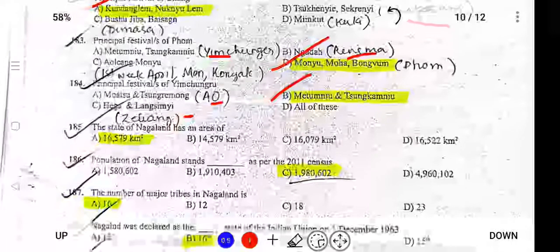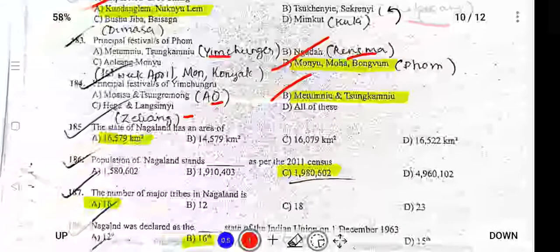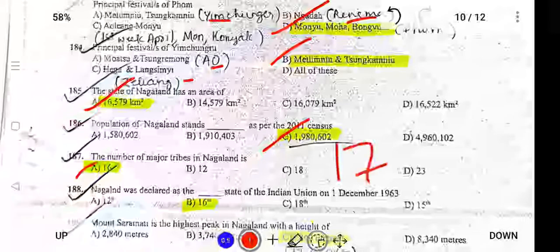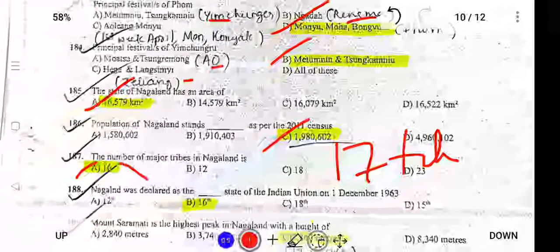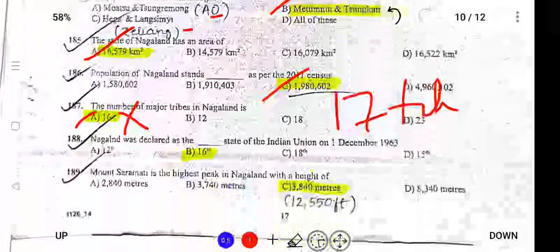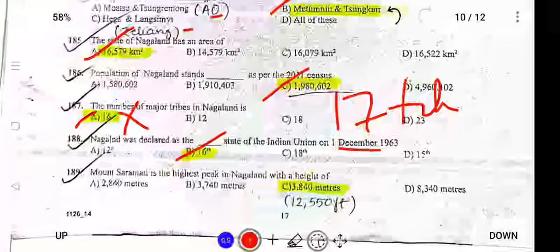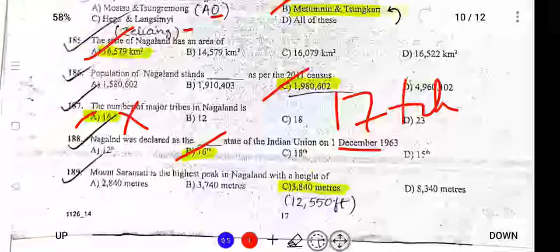The state of Nagaland has an area of 16,579 square kilometers. The population in Nagaland is 19,79,000, however according to the question it will be 19,80,602. The major tribes are 17 with the addition of the Thikir tribe, so this data is outdated. Nagaland was declared the 16th state on 1st December 1963, also known as Statehood Day.